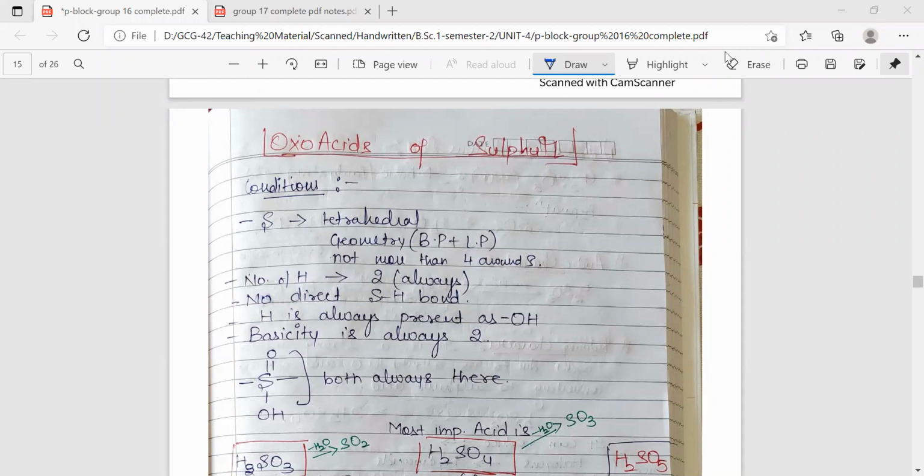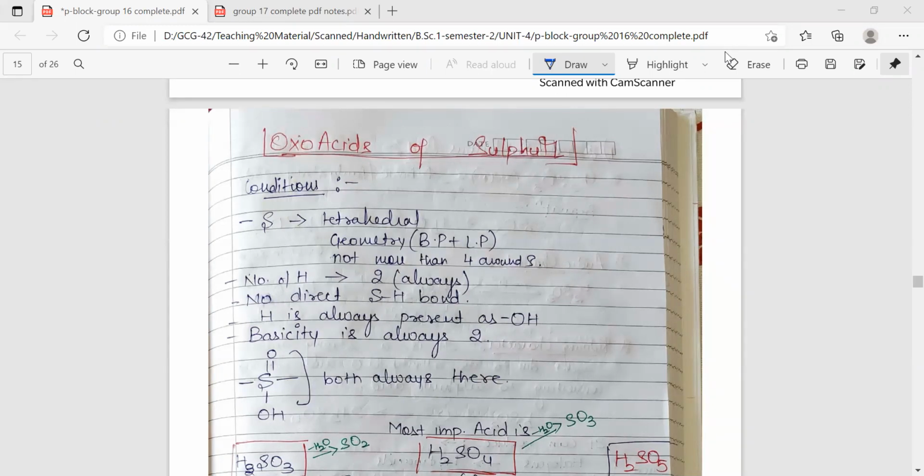So in this video, we'll be discussing oxo acids of sulfur. For the oxo acids of sulfur, sulfur always has tetrahedral geometry. That means the total number of bond pairs plus lone pairs is 4. So it doesn't have more than 4 bonds, or we can say 4 groups around it. The groups can be either bond pairs or lone pairs.